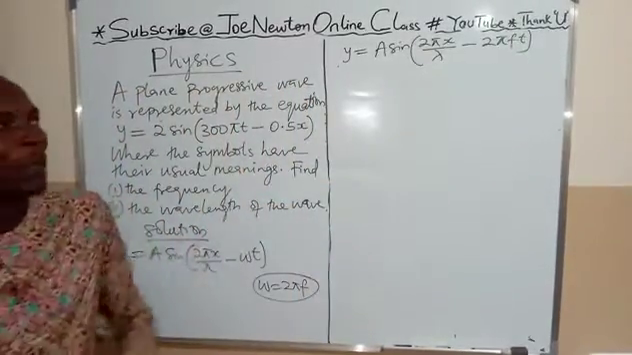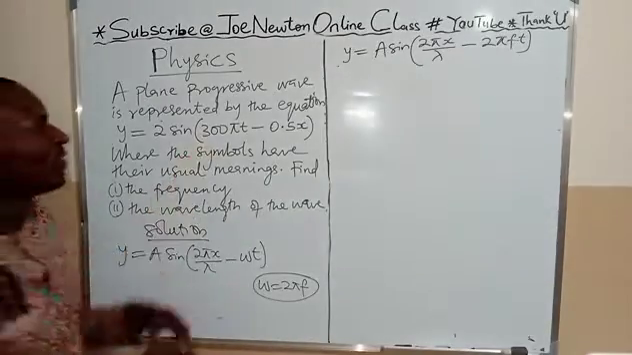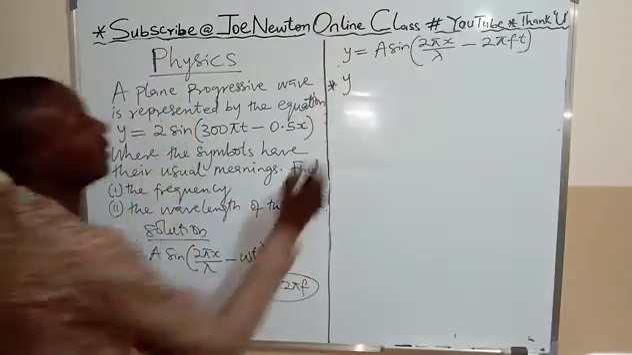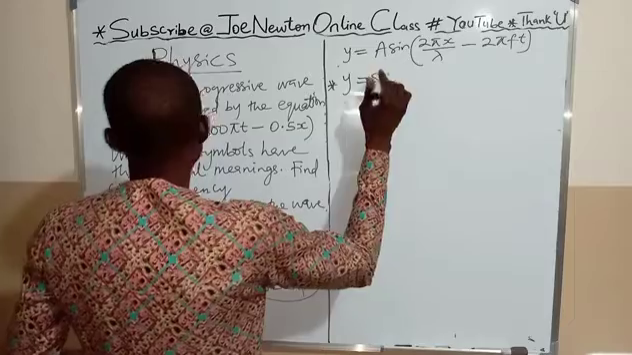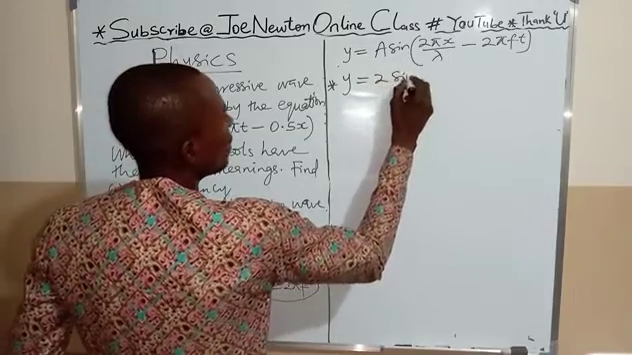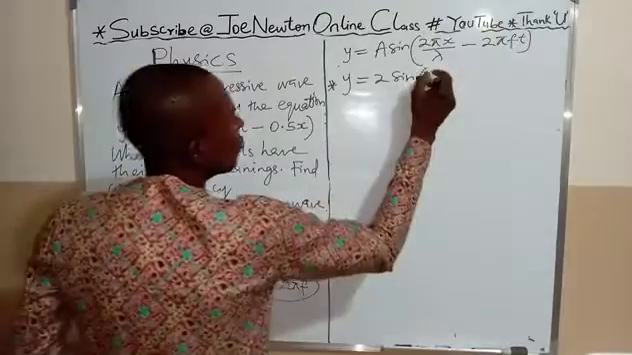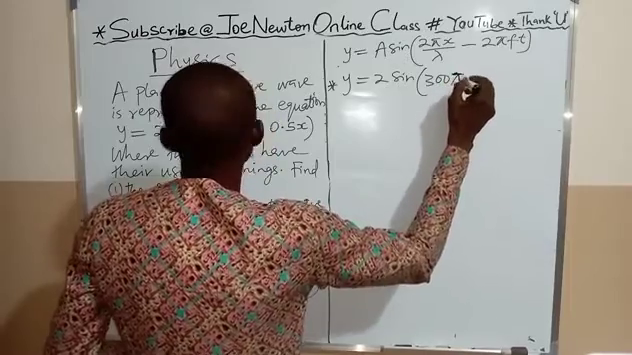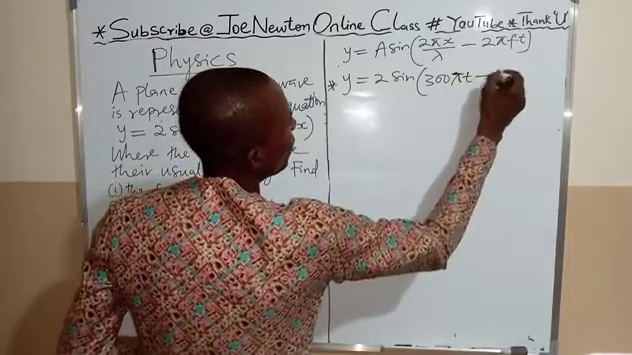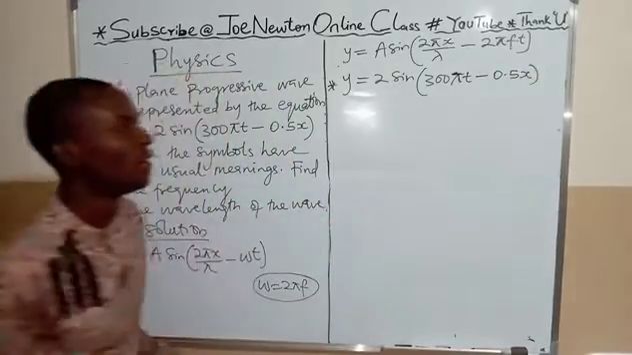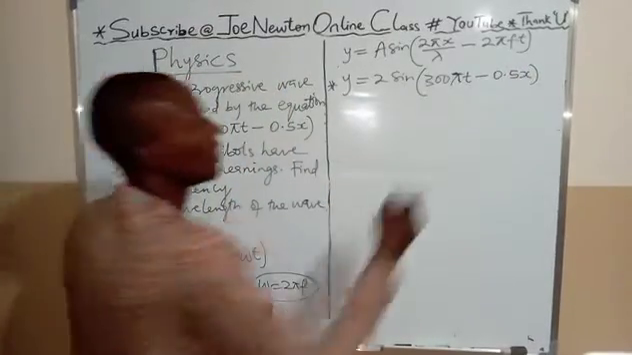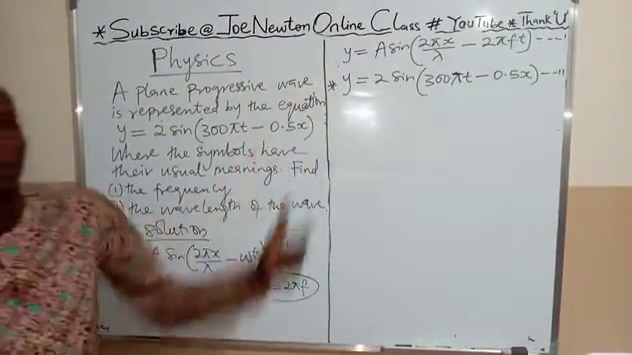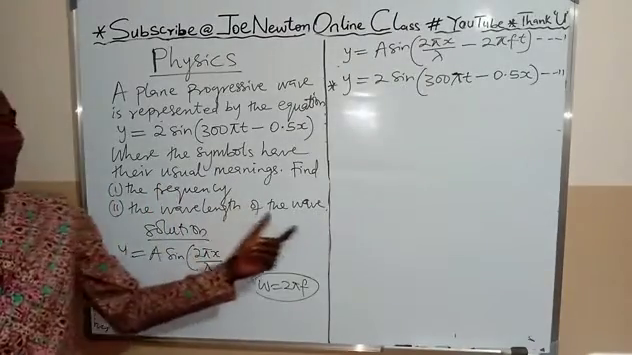That's our standard equation. But from the given equation in the question, we have y equals 2 sine bracket open 300 pi t minus 0.5 x. This is what is given to us. Now we have two equations here, the standard equation and the given equation. Then we compare these two equations for us to find the frequency and the wavelength of the wave.